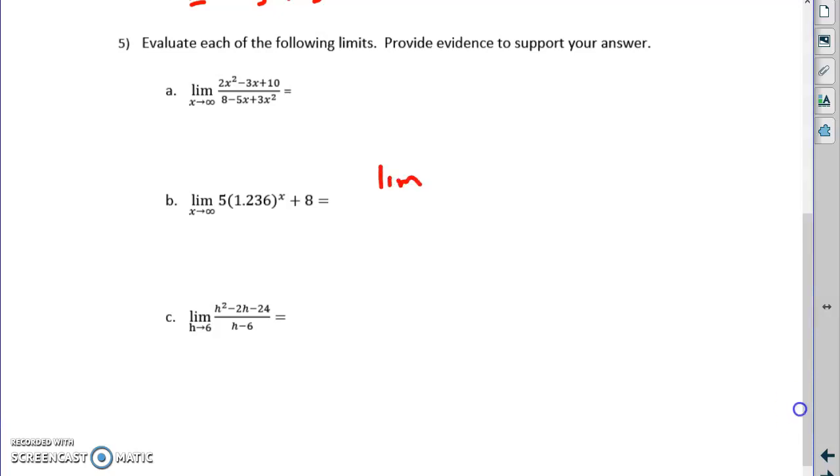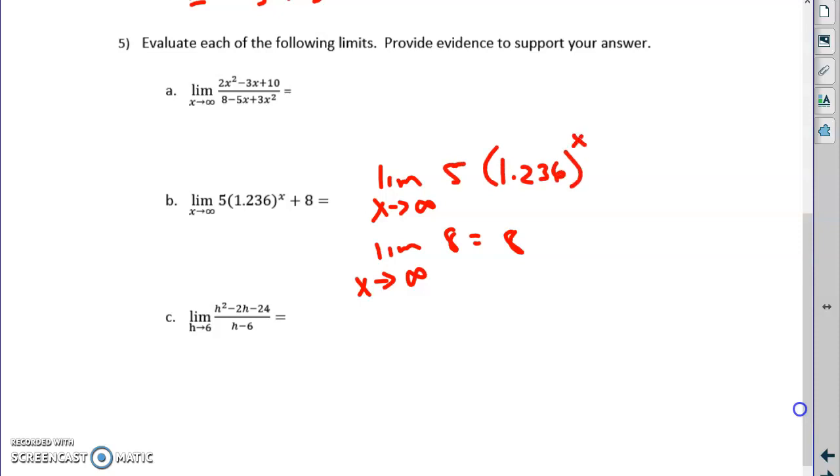Well, again, let's break them apart. A constant is a constant. What happens, unlike the one above when it was negative infinity, is this is positive infinity. When you raise something to a positive infinity power, as long as it's greater than 1, that gets larger and larger and larger. So that whole thing is going to go to infinity. Infinity plus 8 is just infinity.